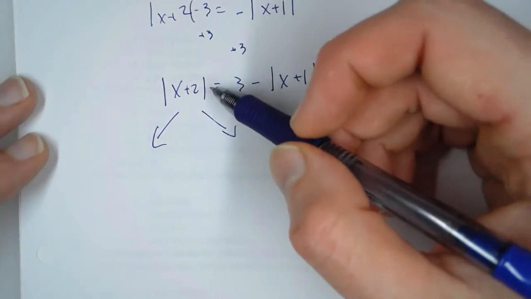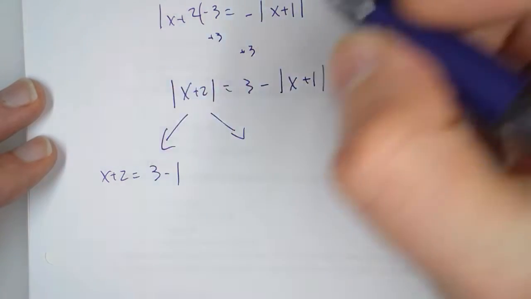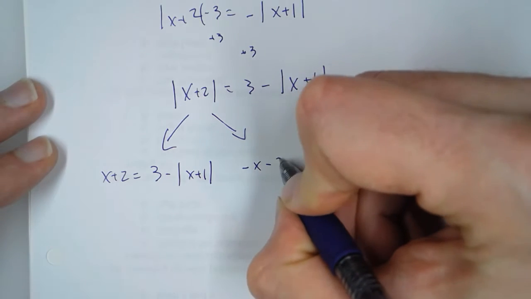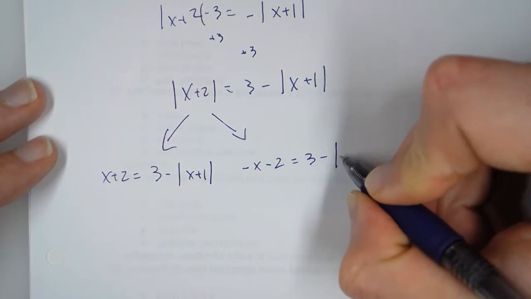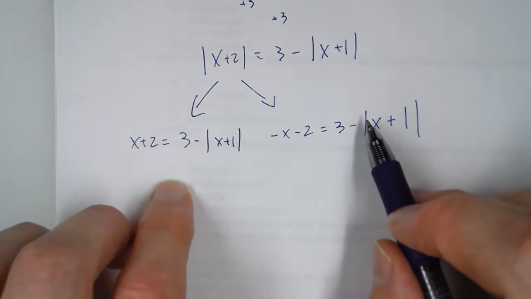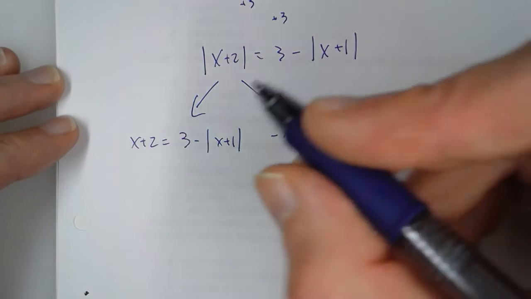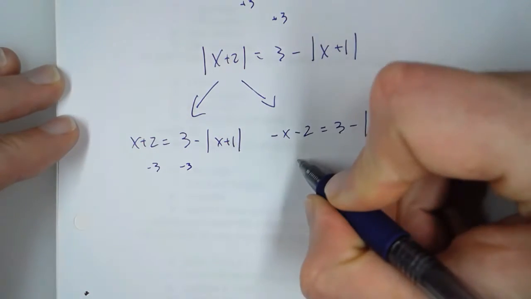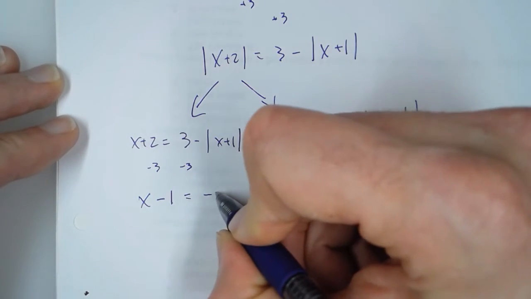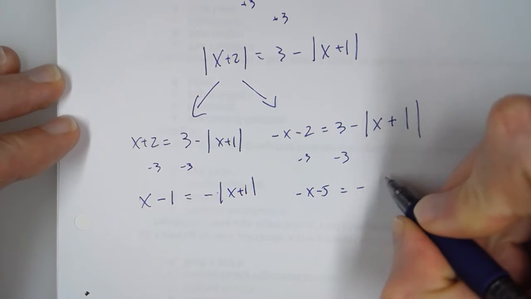So that means this quantity could be x plus 2, and that would equal 3 minus the absolute value of x plus 1, or it could be the opposite of this. It could be negative x minus 2 equals 3 minus the absolute value of x plus 1. So we have these two equations to solve, but we still have another absolute value to contend with. So I'm going to subtract the 3 in both cases. I'm going to have x minus 1 equals negative absolute value of x plus 1, and then negative x minus 5 equals negative absolute value of x plus 1.